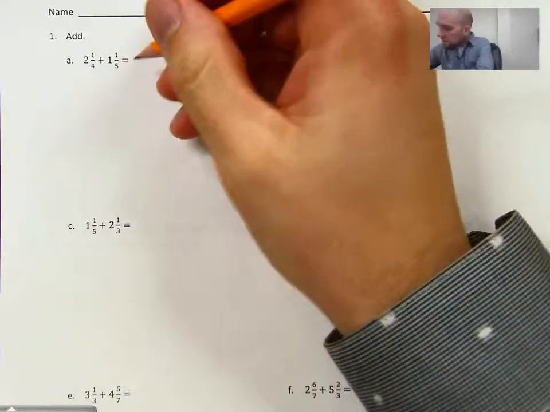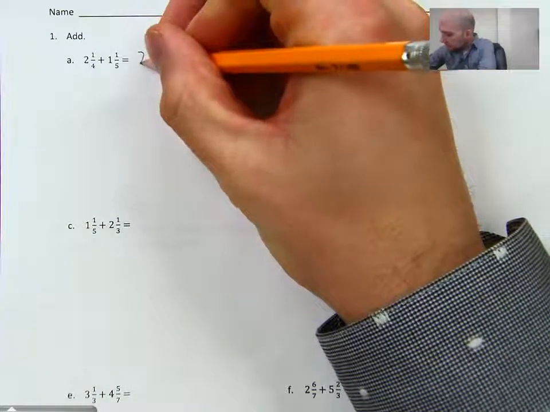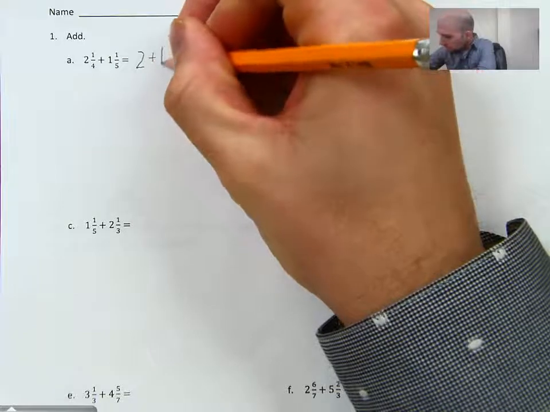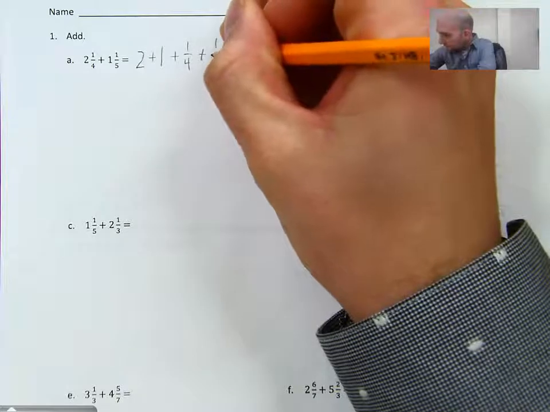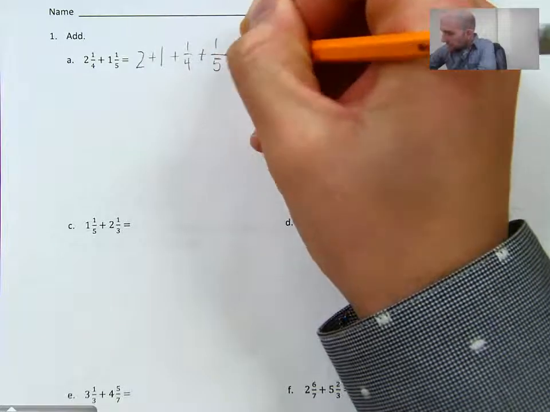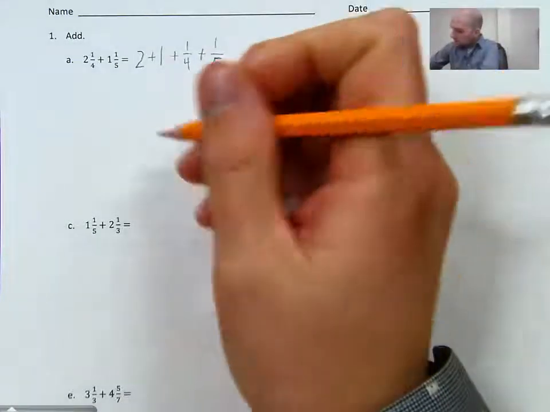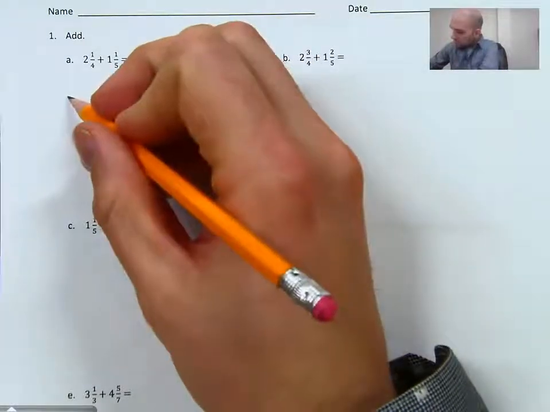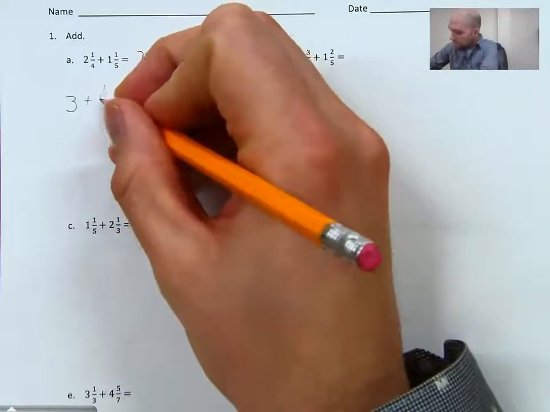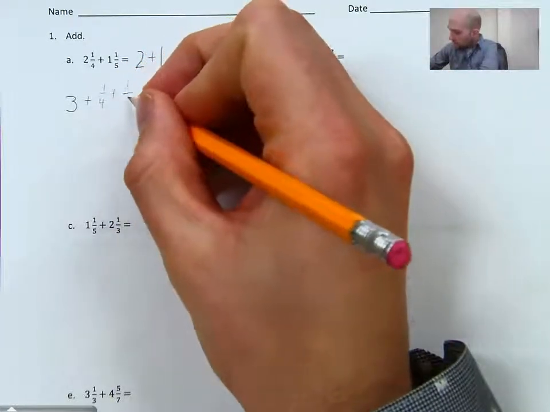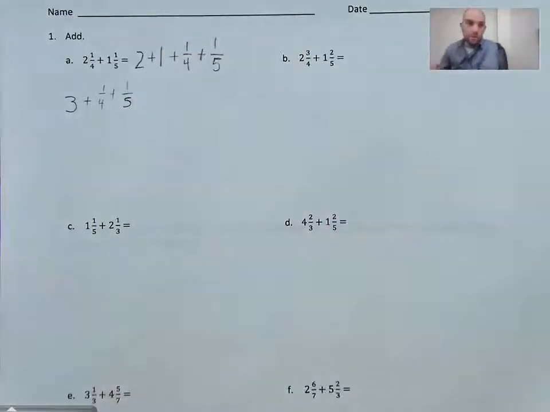So I'm going to expand this out, and I'm going to add my whole numbers, and then I'm going to add my fractions. Make this 2 plus 1 plus 1/4 plus 1/5. Because I'm adding, I can do that. That's a good property. Doesn't matter which order I add these in. I know that 2 plus 1 is 3 plus 1/4 plus 1/5. Now I need to find like denominators for 1/4 and 1/5.